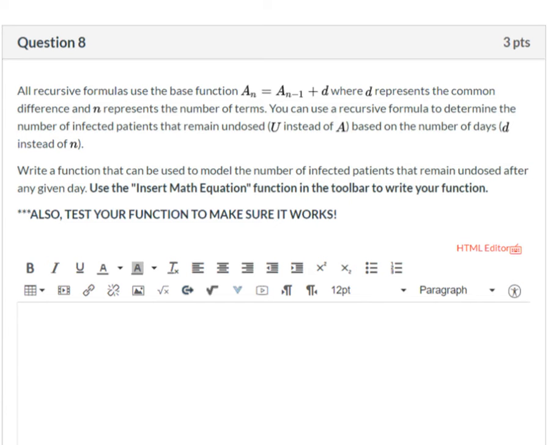Okay, so that takes us through all the questions on the best case scenario. So hope that helped you through that, and good luck.